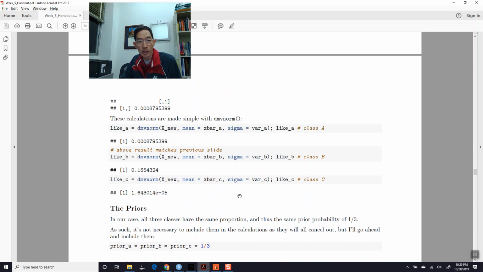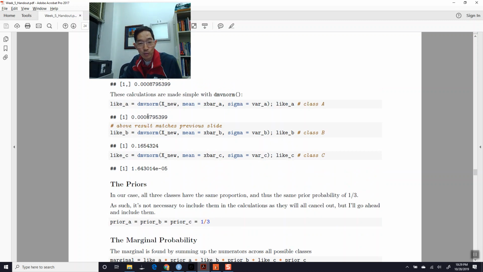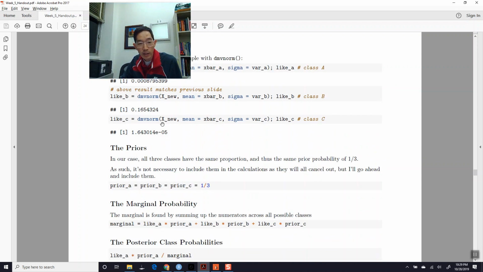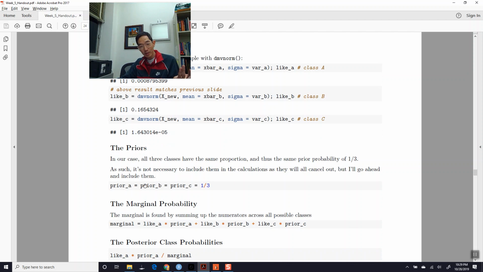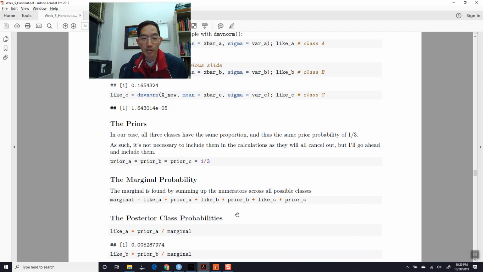We have 3 possible classes. So we're going to take this numerator, the likelihood of A times the prior probability of A. And we're going to do the likelihood of B times the prior probability of B, and the likelihood of C times the prior probability of C. Technically, because the priors are all the same, they're all going to cancel out when we do the posterior, but just out of good habit, we're going to include them here, right?